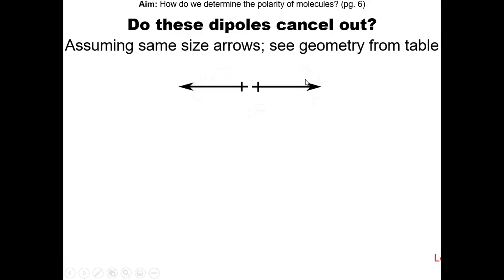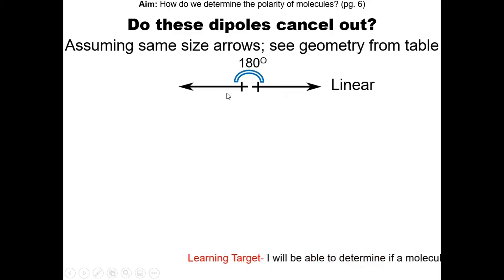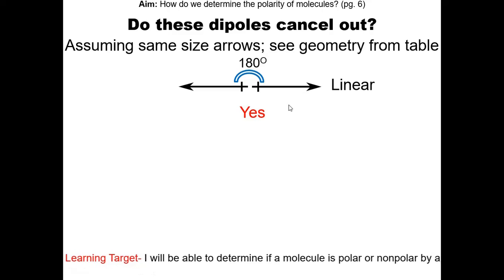The shape of this is linear. The angle between the two dipole arrows is 180 degrees. Do these two dipoles cancel out? Yes. If your molecule has a linear shape with two bonds that have the same electronegativity difference, that molecule is considered nonpolar because the dipoles cancel out, and there is no net dipole.